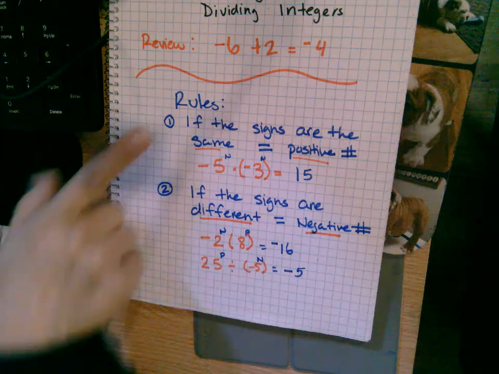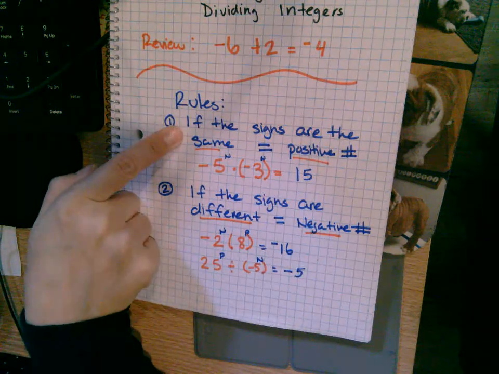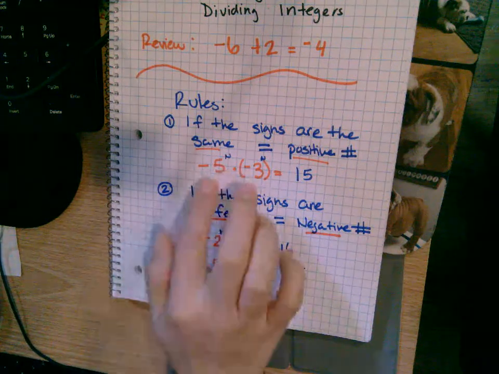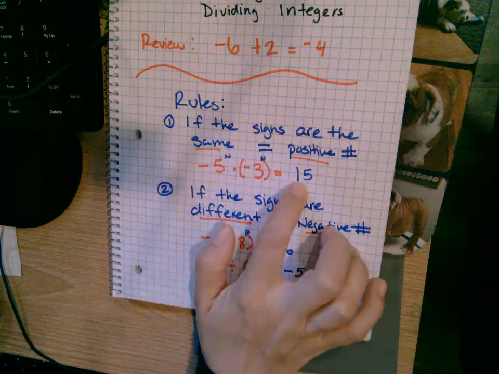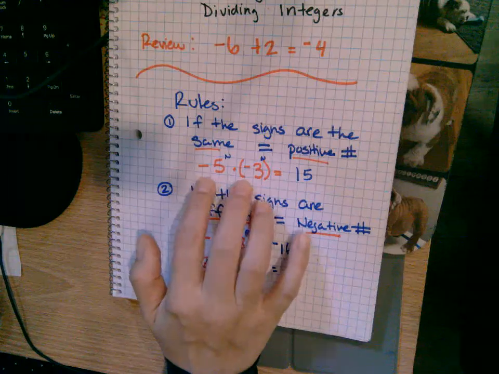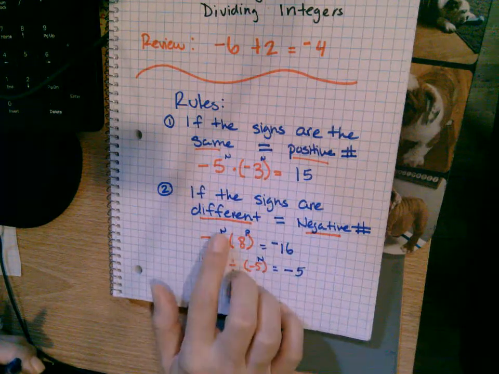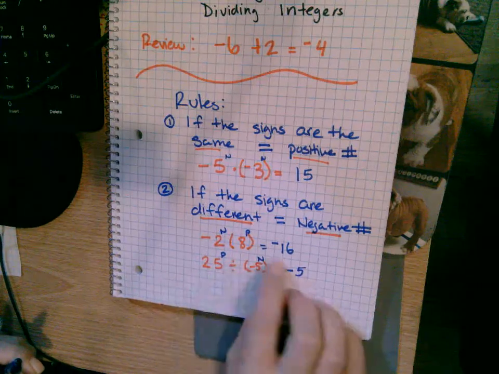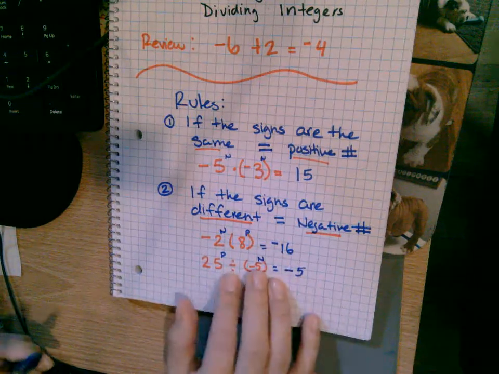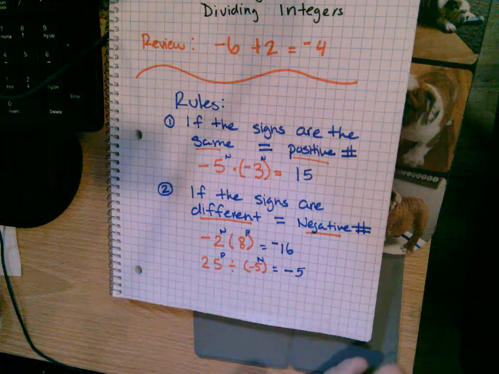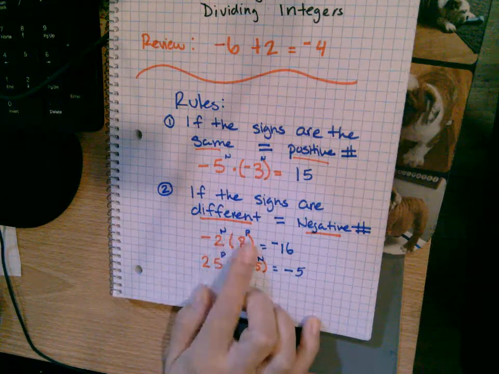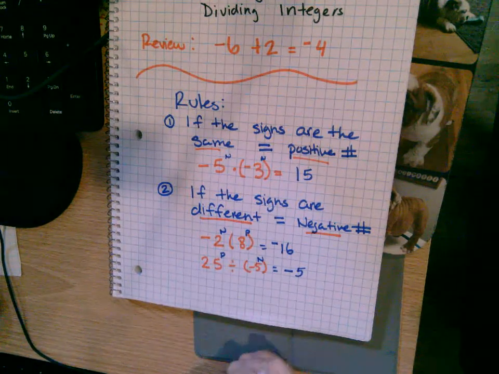So recap. If the signs are the same, it's going to equal a positive. So if they're both negatives, it equals a positive when you're multiplying or dividing. When the signs are different, negative, positive or positive, negative, it will always equal a negative. No matter which number is bigger, doesn't matter which number came first. It just matters these symbols. Okay, so make sure you copy that down.